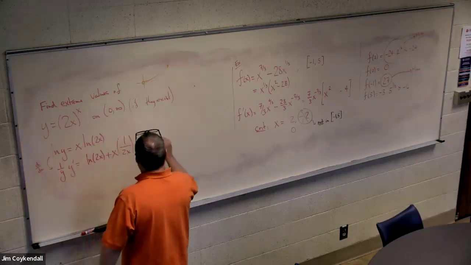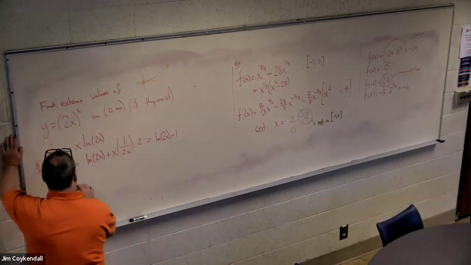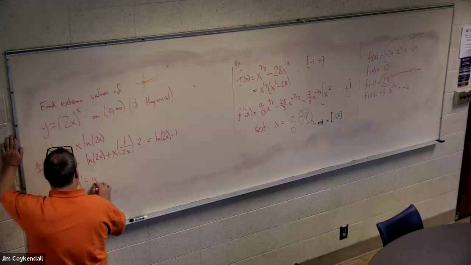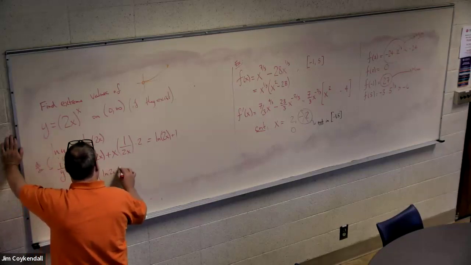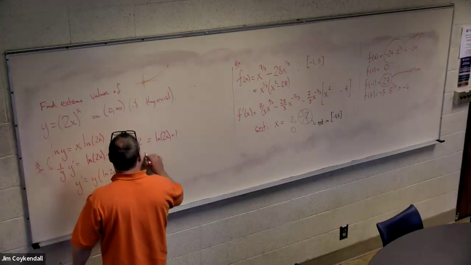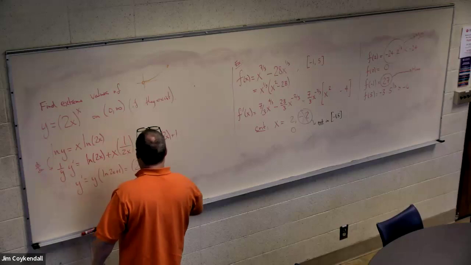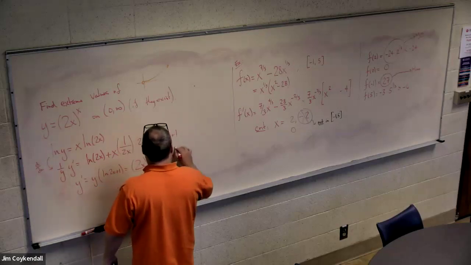And this turns out to be log 2x plus 1. So we get y prime is y times (log 2x plus 1). So I get (2x)^x times the natural log of 2x plus 1.